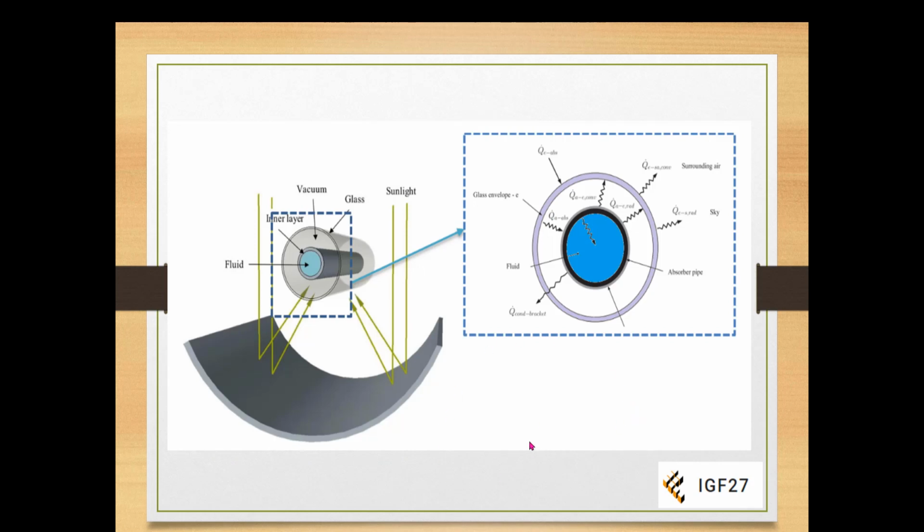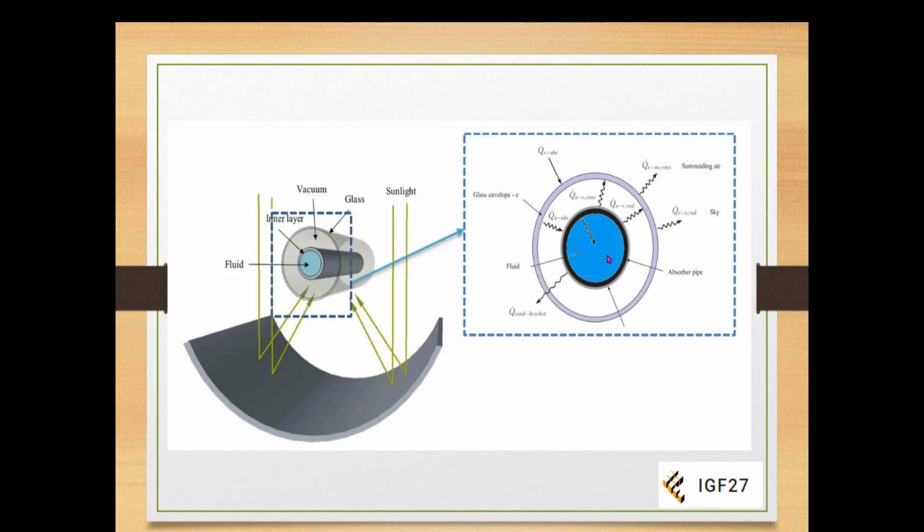In this picture, we can see the total heat transfer process that happens in the parabolic trough collector. Here we have a parabolic trough collector. This parabolic part uses the sunlight and reflects it to the pipes. The pipes contain the absorber part, which contains fluid, which here is cold water that is converted to hot, and is covered by a glass envelope.